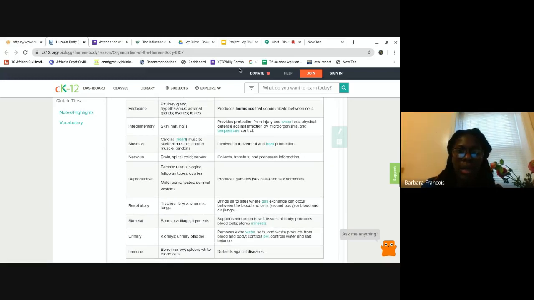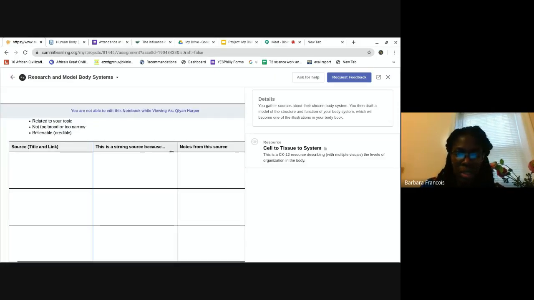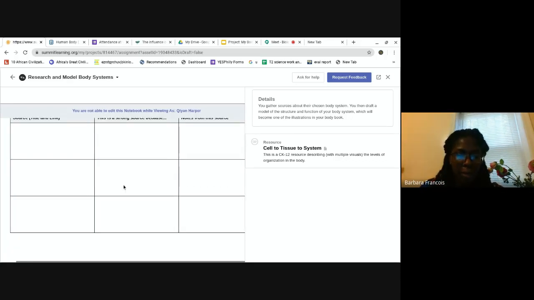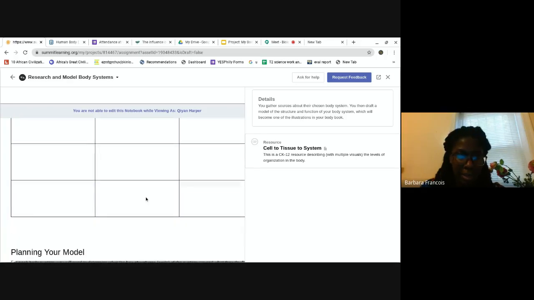So everybody should definitely use this first resource here as a source of information. Tell me why it's good, why it's strong, and the notes that you got from it. And then you go into Google and you type your system, and you should find more links, and you choose two more and tell me the type of information you're getting out of the system.